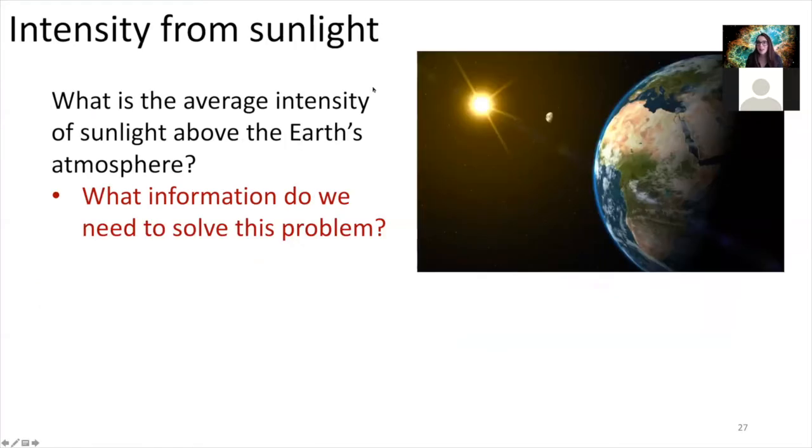Okay, so we're going to use this idea of intensity, power, area to think about the intensity from sunlight that we receive here at the Earth. So what is the average intensity of sunlight above the Earth's atmosphere? Okay, what information do we need to solve this problem? I'll let you think about that for a second while I bring up my whiteboard here.